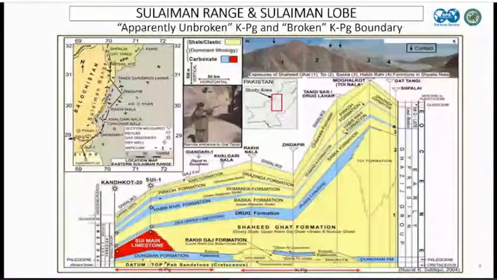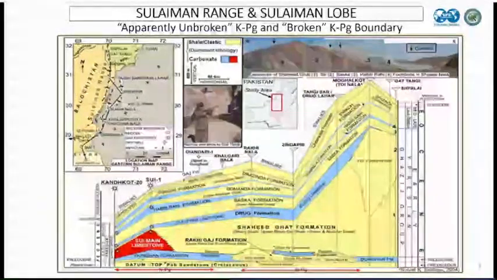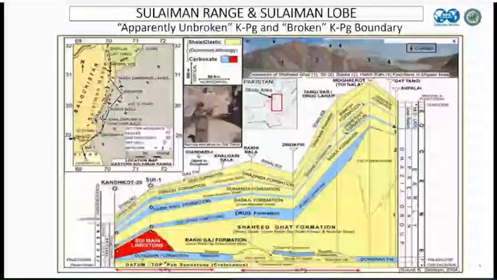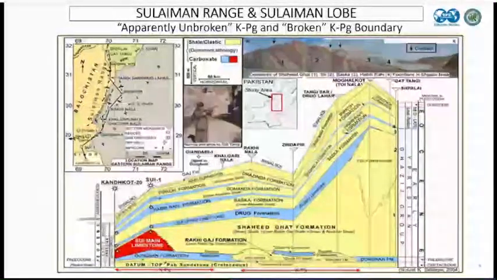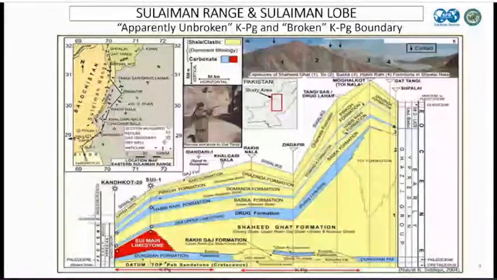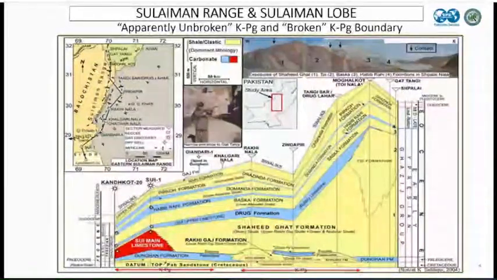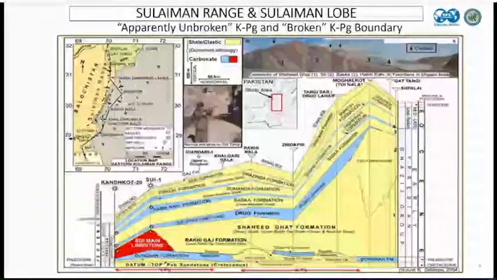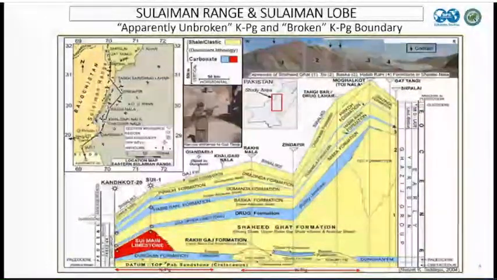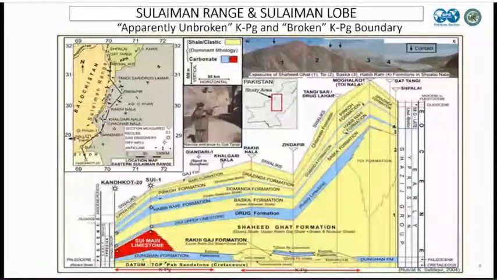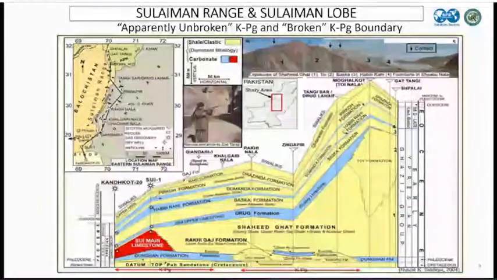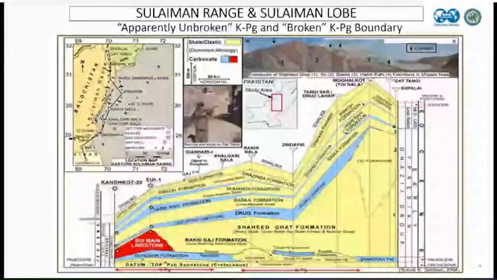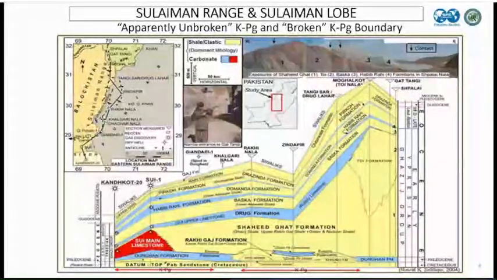All the wells in Sulaiman Lobe drilled a large thickness of the Ranikot group, with Khadro of Danian age being its oldest formation. It may be noted the depositional basin of the Ranikot group was where the Sulaiman Lobe is now. Under the Sulaiman Lobe also, an apparently unbroken KPG boundary is inferred pending final confirmation. The double-headed red arrows show where an apparently unbroken KPG boundary can be delineated.